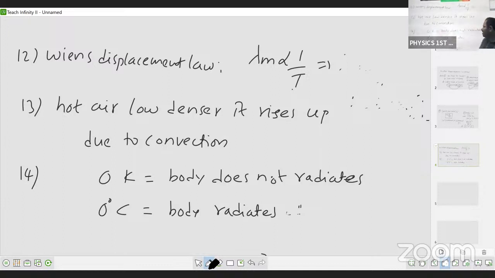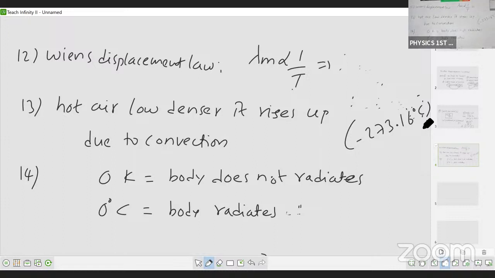What about 0 Kelvin? Practically this value is minus 273.16 degree Celsius. At this much temperature, nothing is possible. Every parameter equals 0: pressure 0, volume 0, temperature, everything 0 at 0 Kelvin. That's why the body does not radiate at 0 Kelvin. This is question number 14.